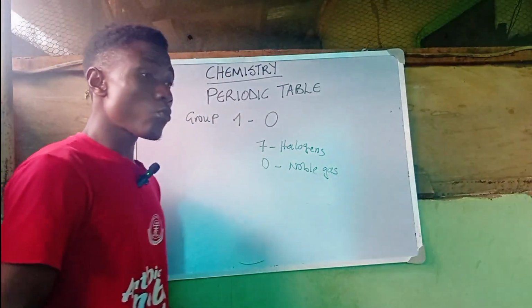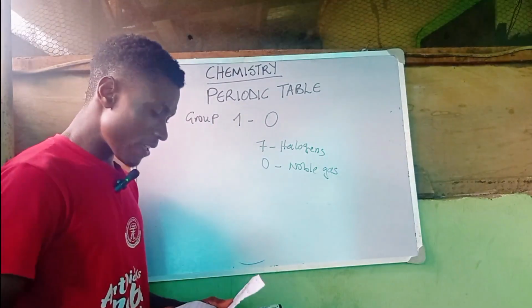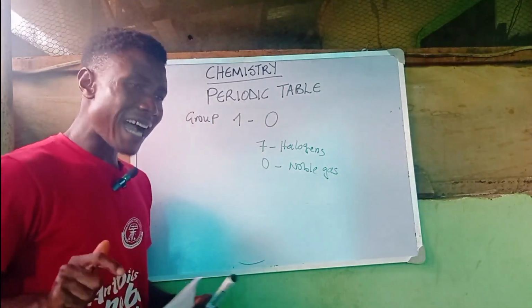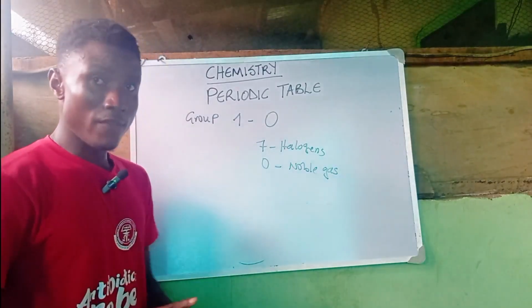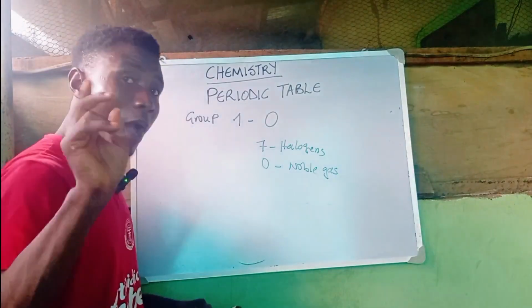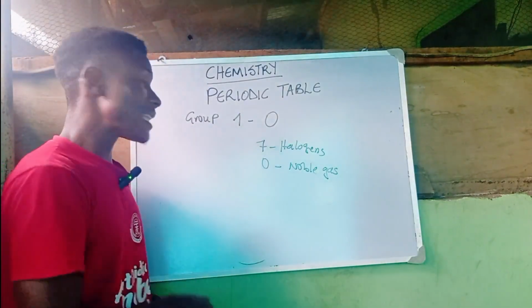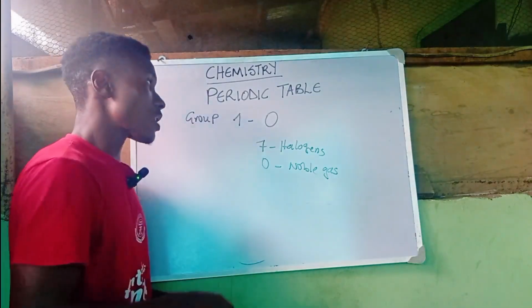We know that group 1 is the alkali metals, then group 2 is the alkali earth metals, right? Yes, I believe it is. Check out the video I made talking about the periodic table. That was where I listed it out, right? So that is just how it is.